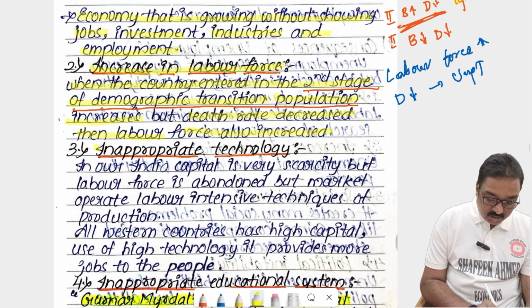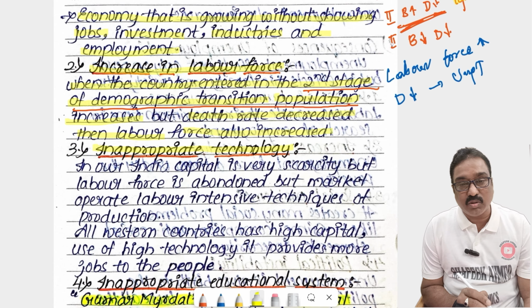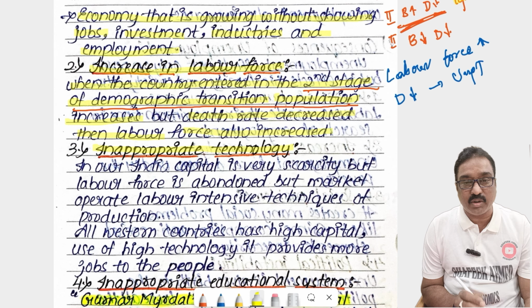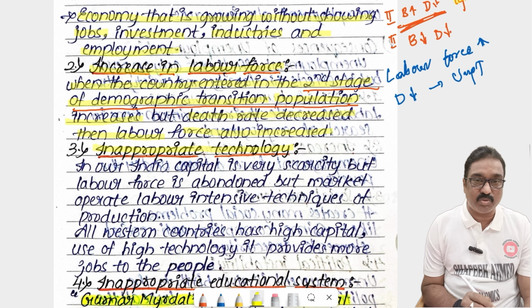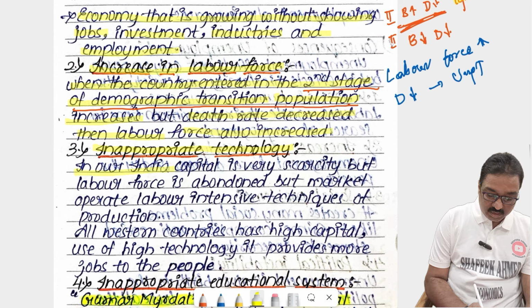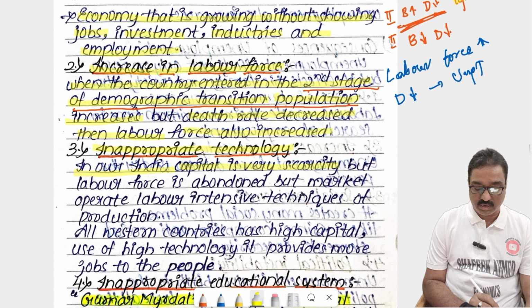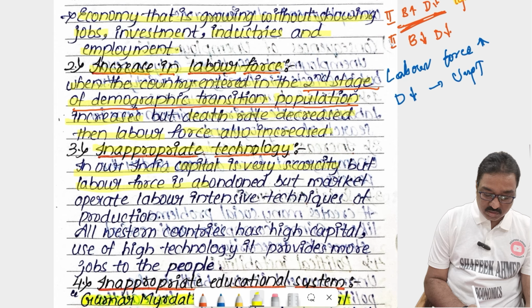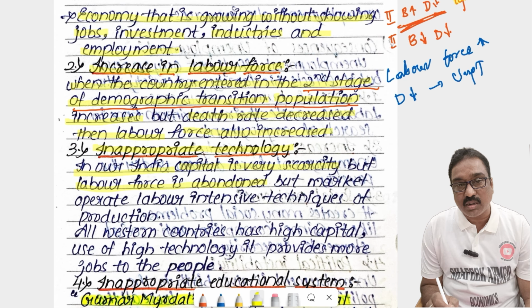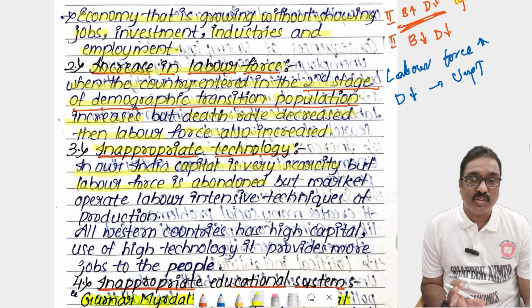And inappropriate technology. You know that in our India there is no proper technology, so it is also one cause of increasing the unemployment problem. In our India, capital is very scarce. There is an investment problem and a deficiency of capital, but labor force is abundant. In our country there is a capital problem. Due to that, we are not able to establish more industries, because there is a capital problem.